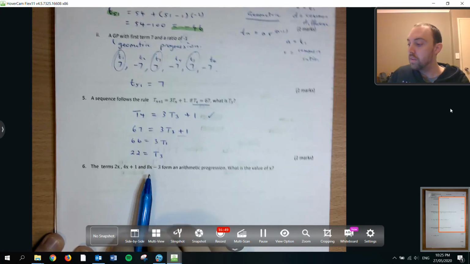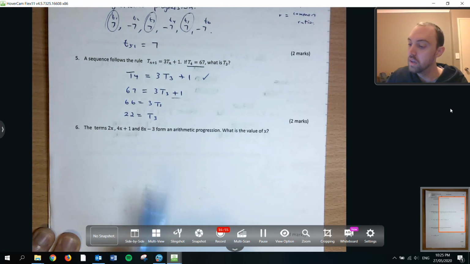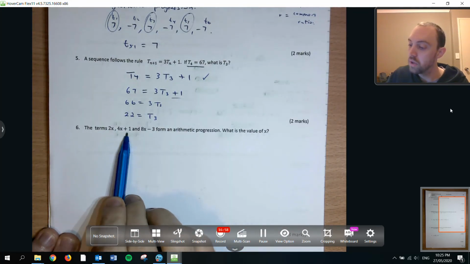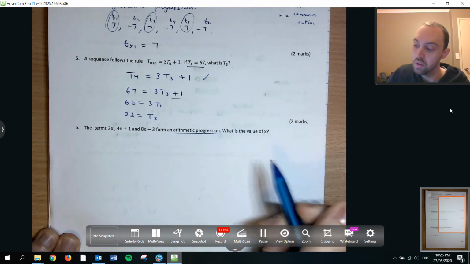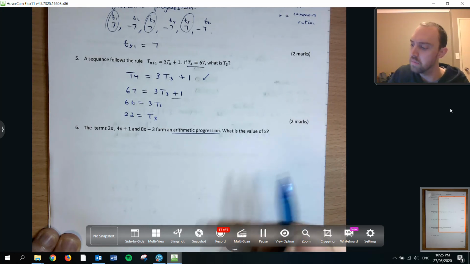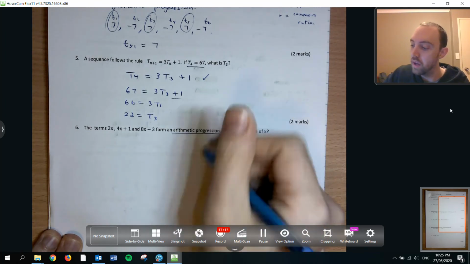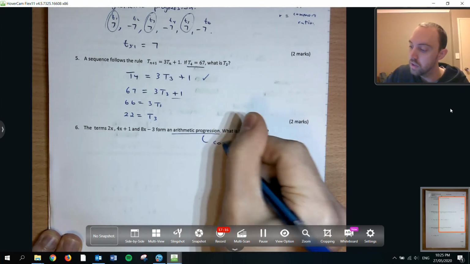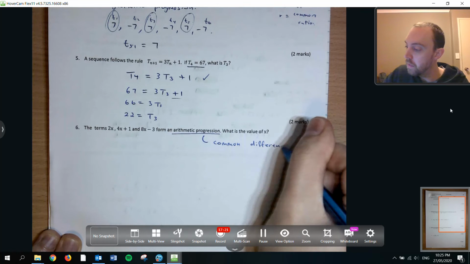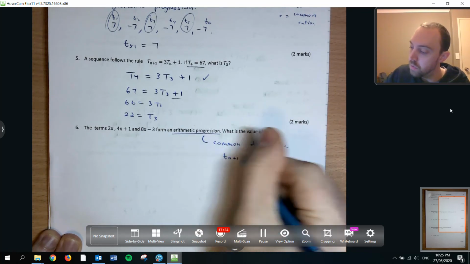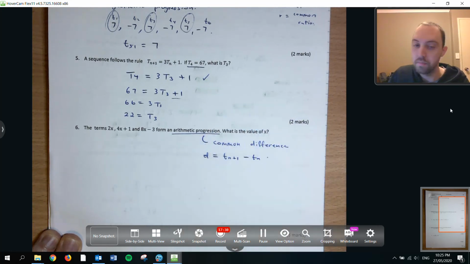Alright, last one for the non-calc section gets a little bit trickier, okay? We have terms 2x, 4x plus 1, and x plus, take 3, form an arithmetic progression, or arithmetic sequence. Sequence progression, same thing here. What is the value of x? So, what's special about an arithmetic progression or sequence? We know that it has to have common difference, which means that Tn plus 1, take Tn, is my common difference D.